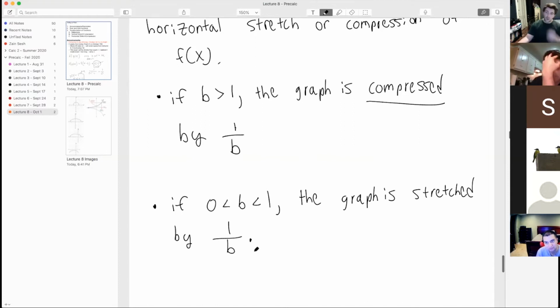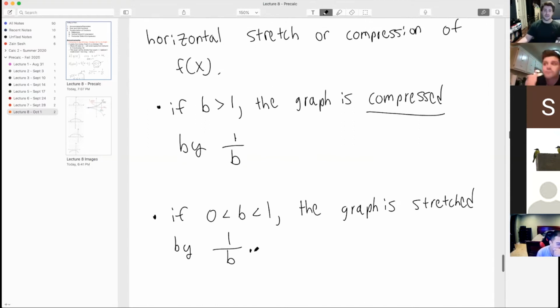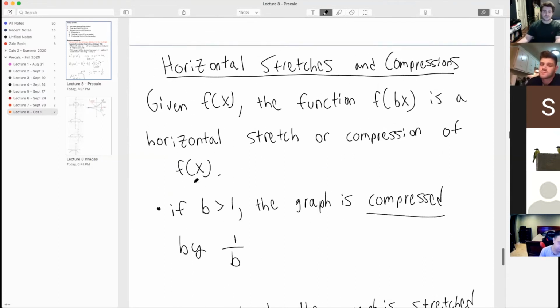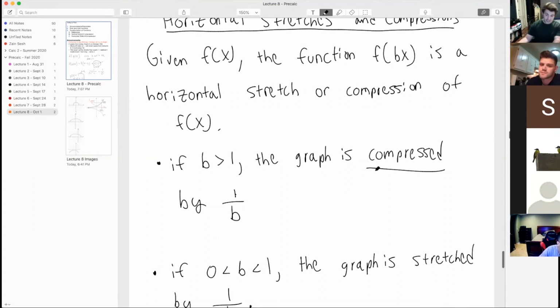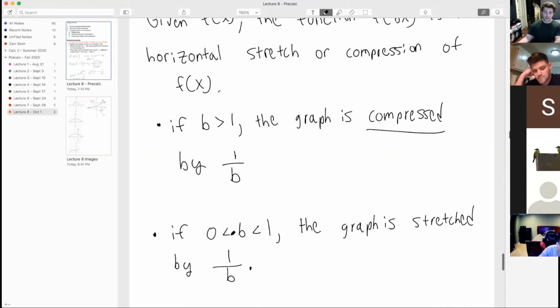So this is quite different than the vertical case. In the vertical case, if that number was greater than 1, it was stretched, and if it was between 0 and 1, it was compressed. Here it's the opposite. All right, so very subtle points. We need to pay careful attention to the distinction here.